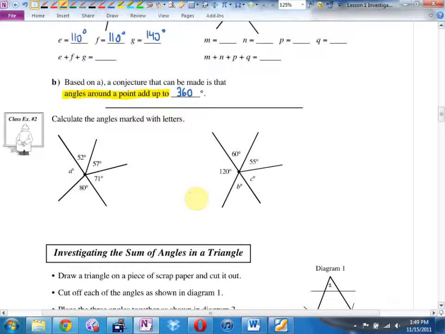So example 2 says calculate the angles marked with letters. How big is angle A? How can you figure out how big angle A is, Joe? Any guesses? And subtract from? Yep, go. Does Joe have his calculator here?